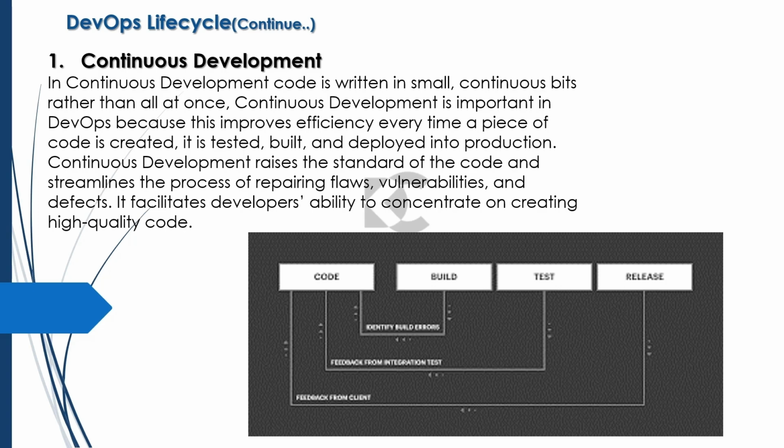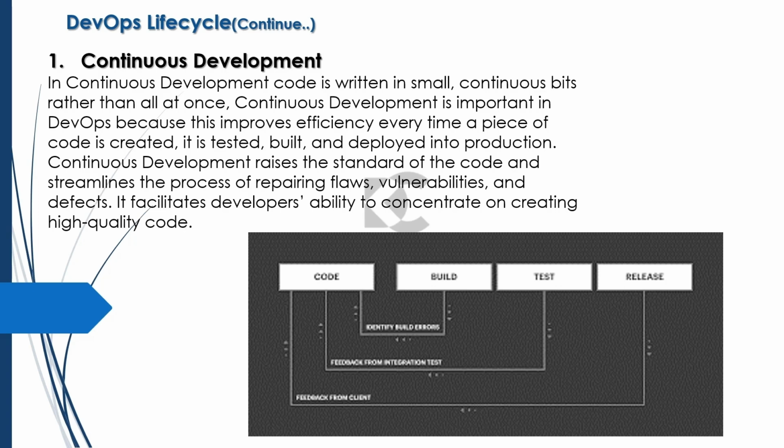Okay, so this one is the main phase or starting phase, which is going to be responsible because all other phases of the life cycle are going to depend on this phase only, right? Whatever code the developer writes is going to be tested, then built or deployed into production, right? Continuous development raises the standard of the code and streamlines the process of repairing flaws, vulnerabilities, and defects. It facilitates the developer's ability to concentrate on creating high quality code.